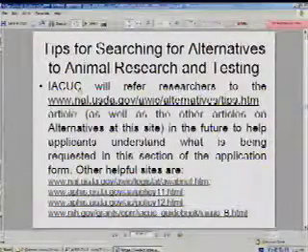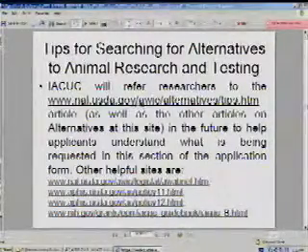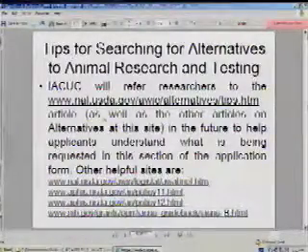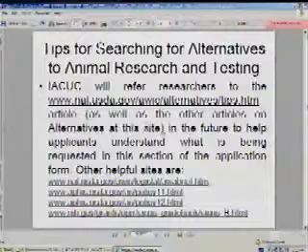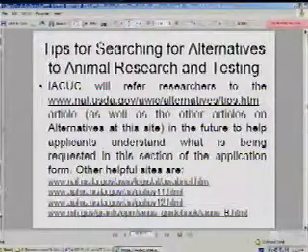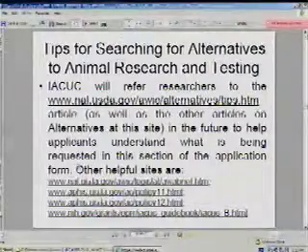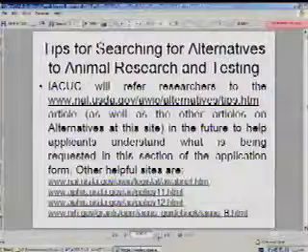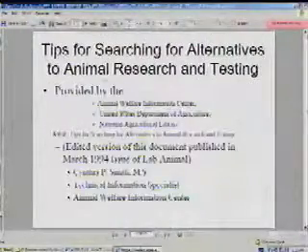And made a recommendation that the IACUC refer researchers to this site article, as well as to other articles on the alternatives at this site in the future to help the applicants understand what is being requested in this section of the application. So here are several of the other helpful sites to go out and take a look at.